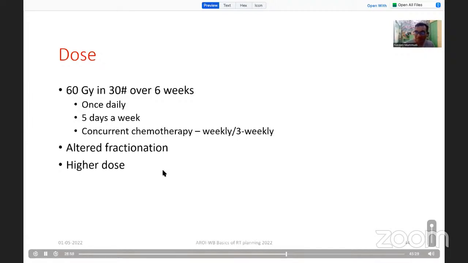There are certain altered fractionation schedules that can be done. So you can do both hyper and hypofractionation. Hypofractionation we use for patients who have smallish tumors and patients who require quick relief from their symptoms. And this we typically use in patients who have tumors, squamous cell carcinomas, which invade the chest wall in the brachial plexus region.